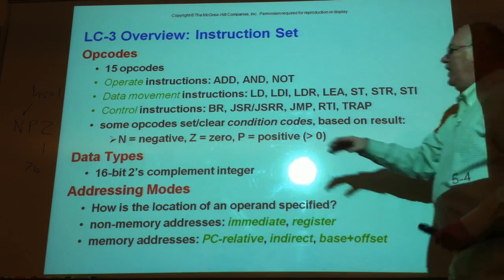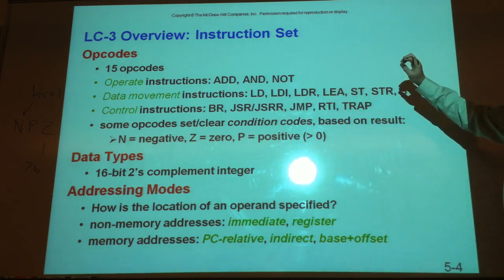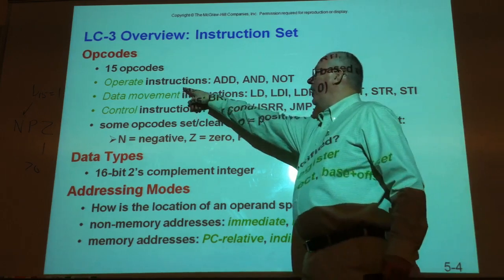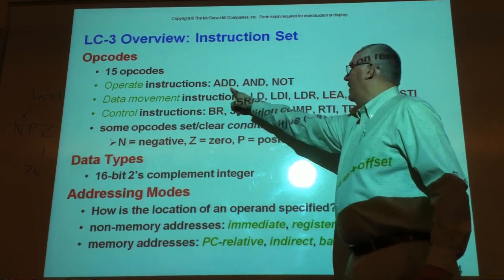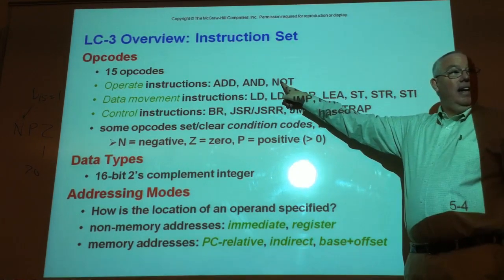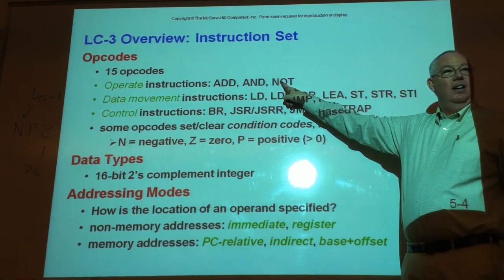Okay, op codes, there are 15. I won't be going over this, but hopefully Dr. Olson will. 15 op codes. We have 3 operating instructions: add, and, not. We can do it all with add. You know how to subtract with add, right? Mm-hmm. How do you do an or?